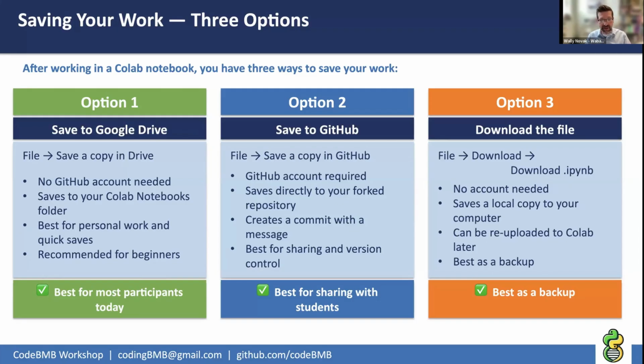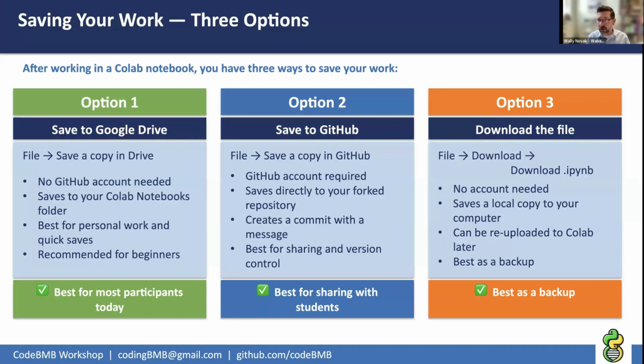Option 2 is just File, Save. It will go to your GitHub account and save directly to your forked repository. It also creates that commit, which allows you to, again, save a little sticky note about what you did. It's that time-stamped snapshot of your work.